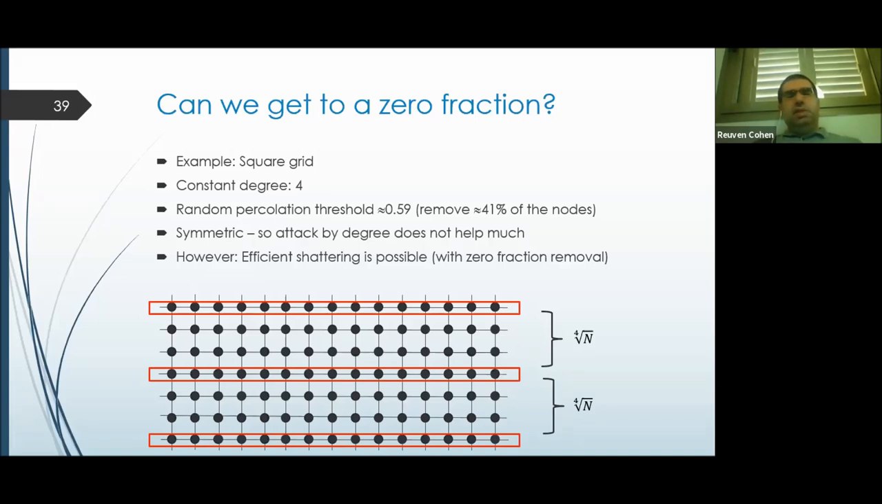But this is in the case that the network is very geometric, meaning that no person goes between different regions. And this is true actually for any planar graph, not just grids, and this was known.